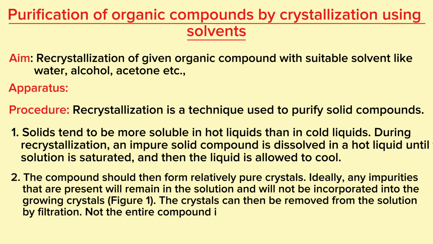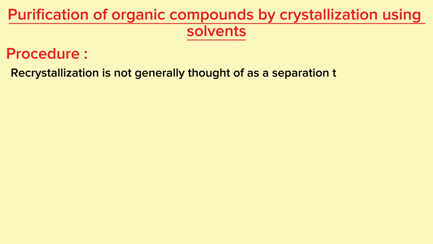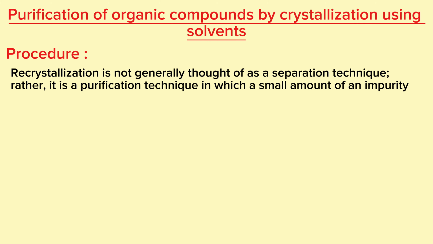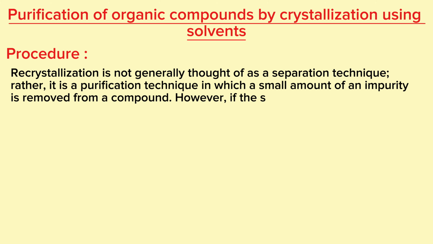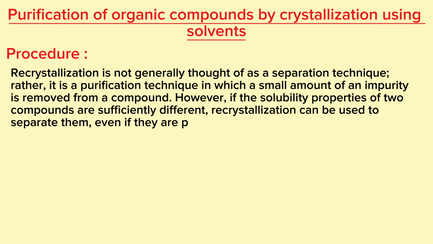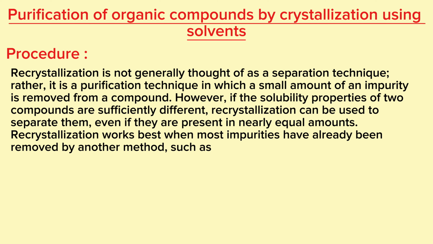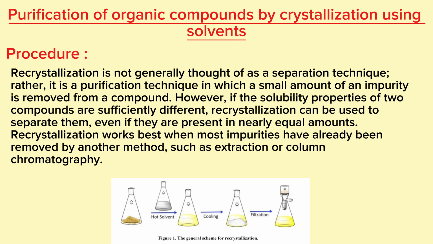Not the entire compound is recoverable; some will remain in the solution and will be lost. Recrystallization is not generally thought of as a separation technique. Rather, it is a purification technique in which a small amount of an impurity is removed from a compound. However, if the solubility properties of two compounds are sufficiently different, recrystallization can be used to separate them, even if they are present in nearly equal amounts. Recrystallization works best when most impurities have already been removed by another method, such as extraction or column chromatography. Figure 1. The general scheme for recrystallization.